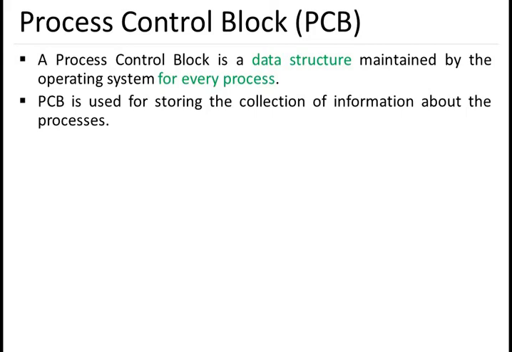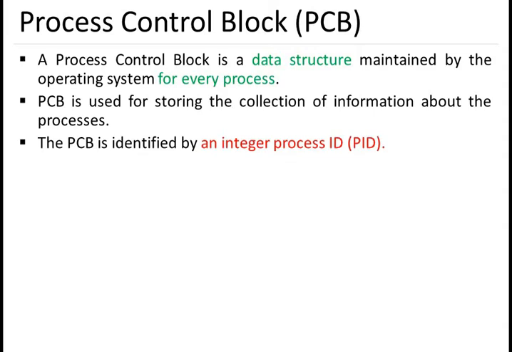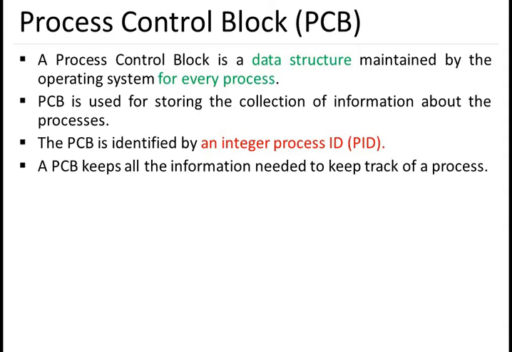For example, what is the process ID? Which state is this particular process in? PCB is identified by an integer process ID. For example, let's say there is one process. I am executing one simple C program. If I am executing it, that means at that time it is known as a process. So the operating system creates one data structure related to this particular process, which is uniquely identified by its integer process ID. Let's say 123, which is unique in the entire operating system.